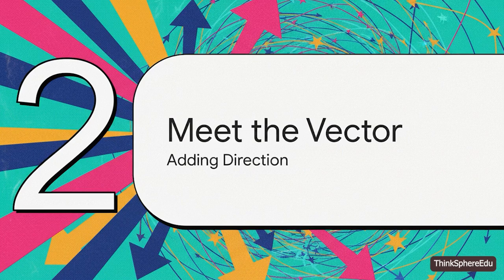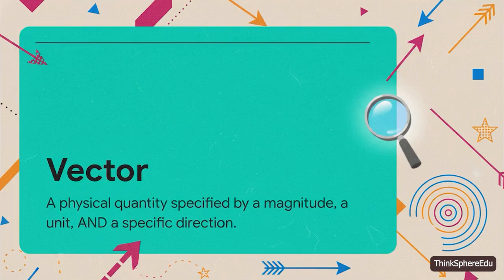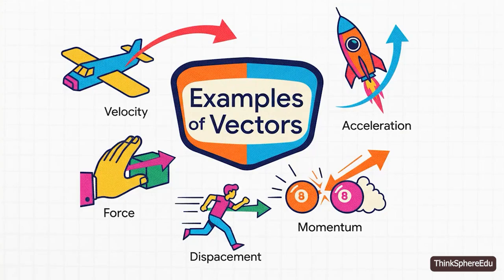Well, that brings us to our next key concept, the vector. A vector takes that idea of a scalar and adds one absolutely crucial piece of information, direction. So now we don't just have a magnitude and a unit, we also have a specific path or an orientation to go with it. So for example, saying you're traveling at 60 miles per hour, that's your speed, that's a scalar. But saying you're traveling at 60 miles per hour north, now that's velocity, and that's a vector. See the difference? The same goes for force, like pushing a box with a certain amount of strength forward, or acceleration, which is just a change in velocity in a particular direction.